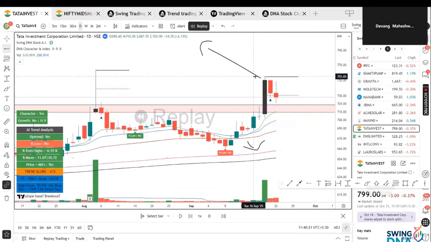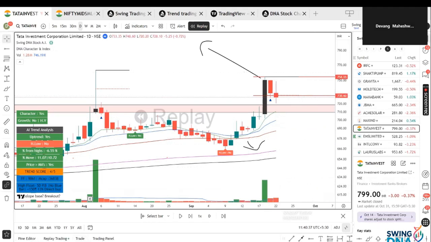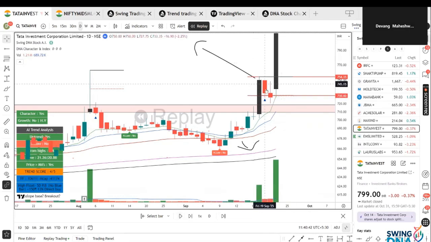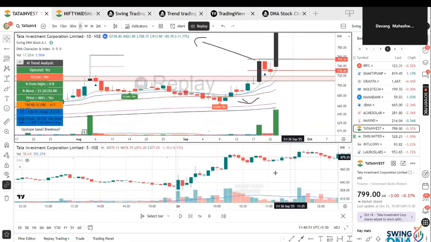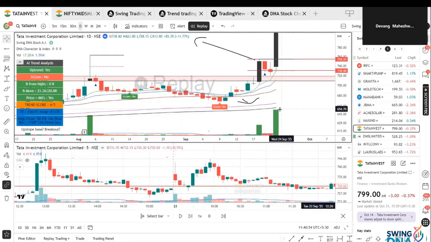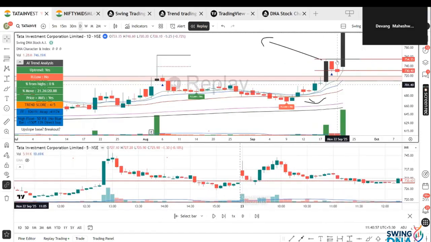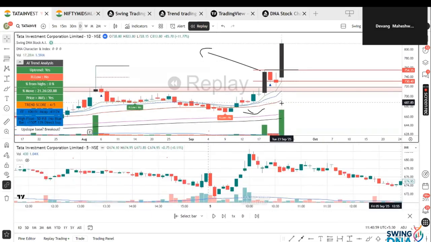Now what I'll do, I'll mark up these so that it becomes better visually, and also I'll set up alerts so that I don't have to see it all day. Now you have this 2 day pullback up here. Let's move to the smaller time frame also. So this is your smaller time frame up here, 5 minute. Let's see on this particular day.